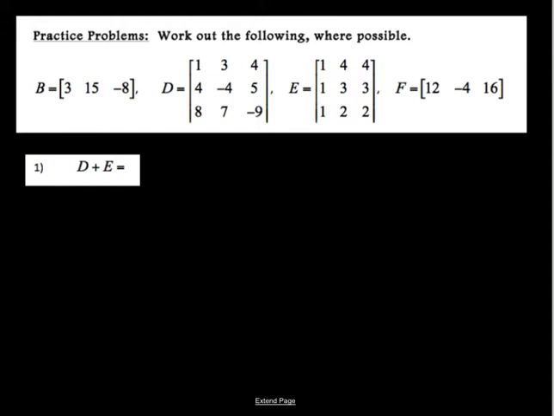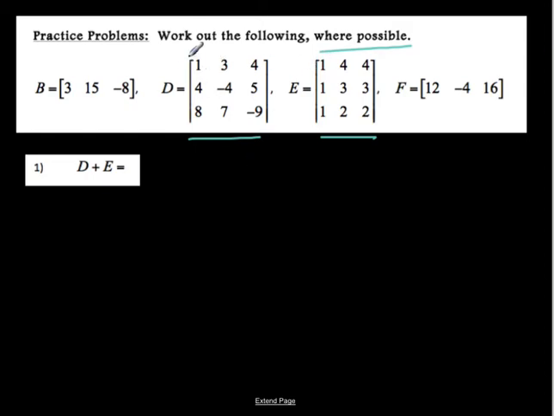My biggest reminder here as you go through 1 through 4, it says work out the following problems where possible. So in order to do so, to add or subtract, remember the order must be the same, okay? So saying that where possible, so where the order is the same. So let's do 1. It says D plus E. Okay, I'm not going to rewrite them. They are listed right here. So we're going to add these two together.